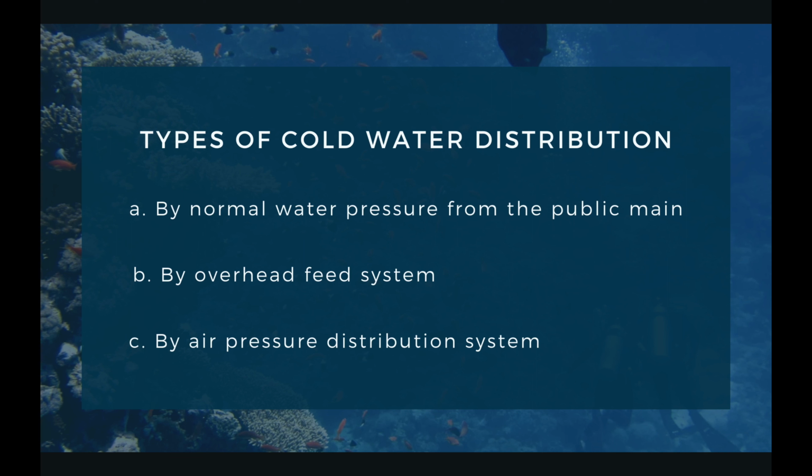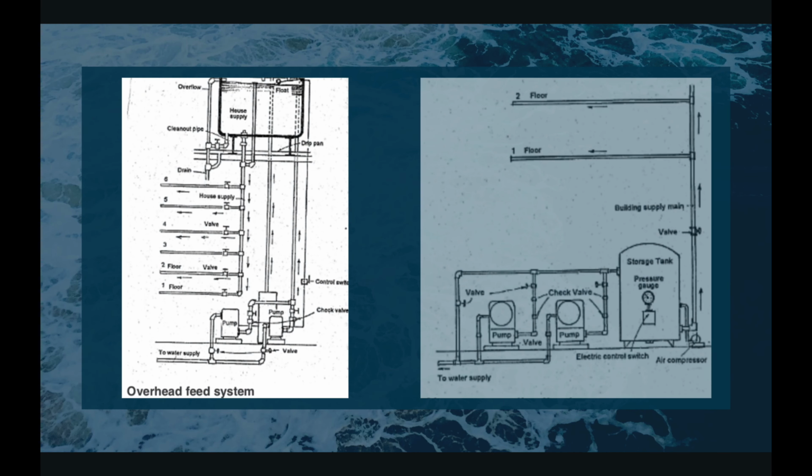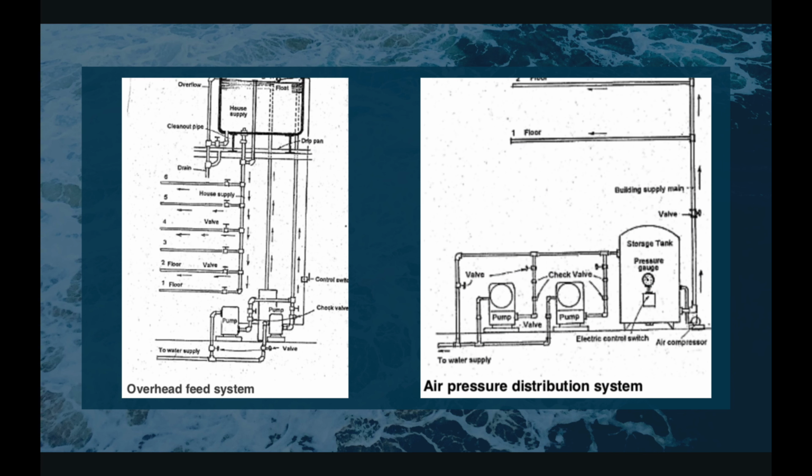And lastly, by air pressure distribution system. So this is when the pressure supplied by the city water supply is not strong enough. So compressed air is used to raise and push the water into the system. So this is the overhead feed system. It's like the one that has, like what I said, a reservoir of water, and then the air pressure distribution system.